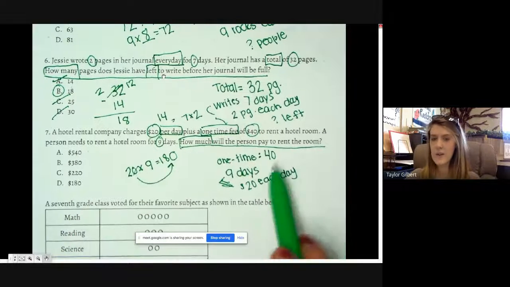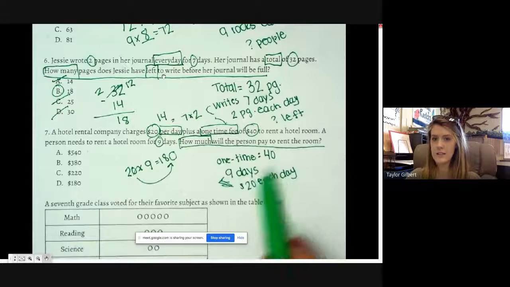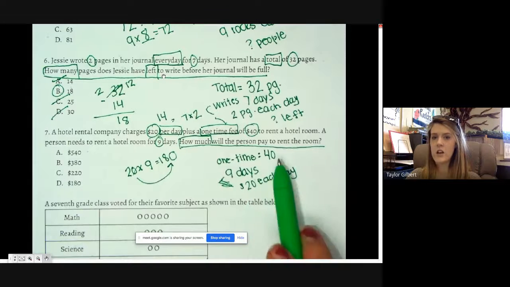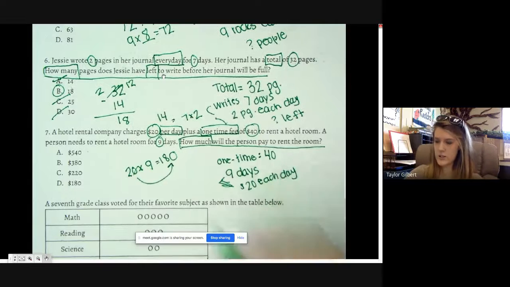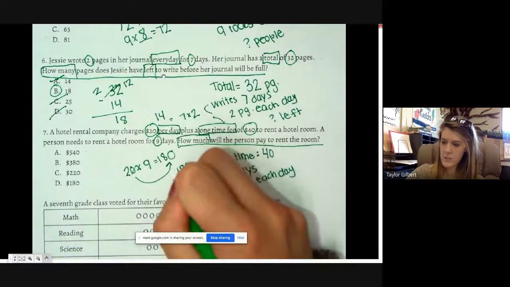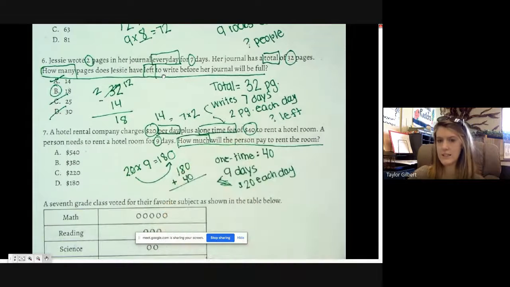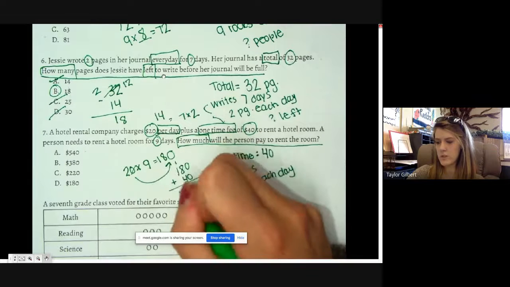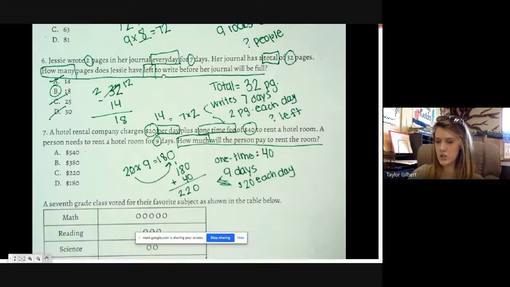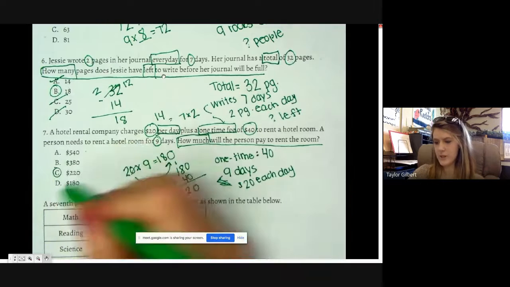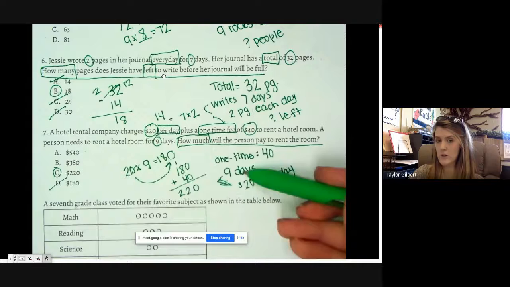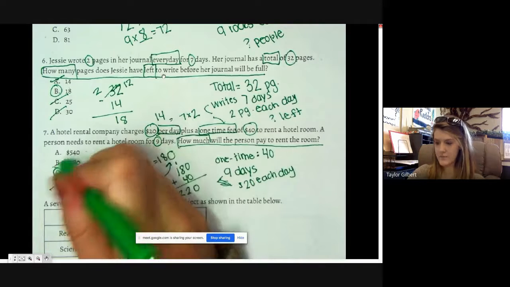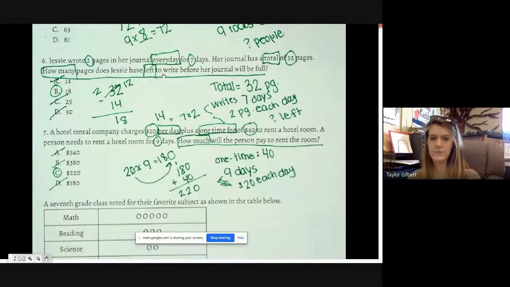I have this one-time fee of $40. Okay, so 9 days, $20 each day, plus the one-time fee of $40. So 180 plus 40. This is why we always check that list. 0 plus 0 is 0. 8 plus 4 is 12. 1 plus 1 is 2. 220. Okay, 180 was just the amount for the days they stayed. Okay, those are not correct.